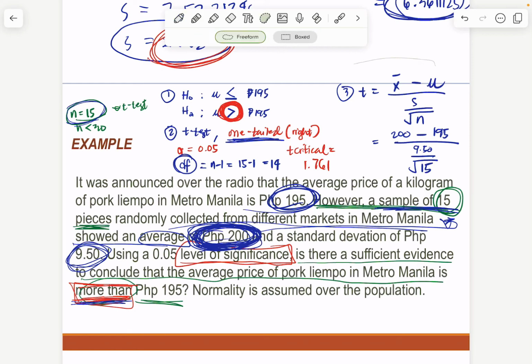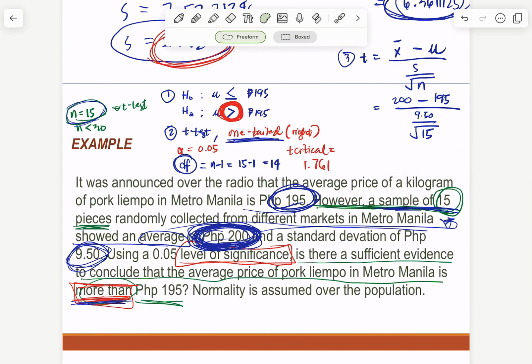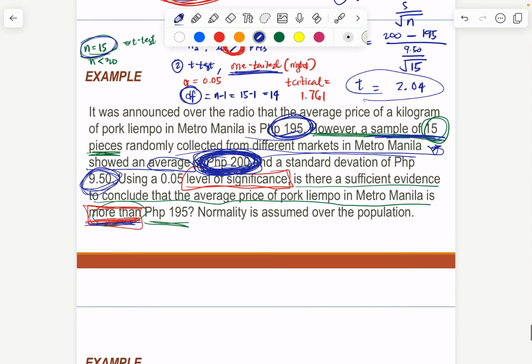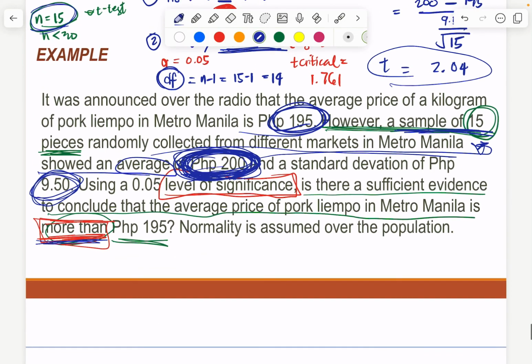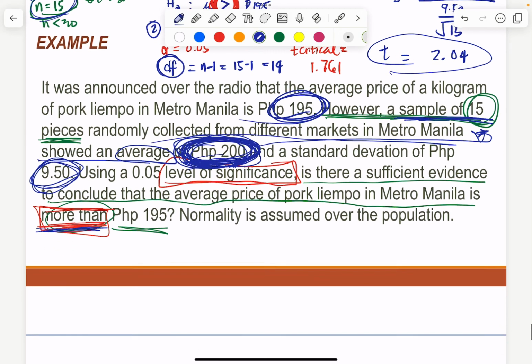So, now all you need to do is to input this sa calculator. So, what will be your t value naman dayon? So, your t value na dayon is 2.038 or 2.04. Round it off to the nearest hundredths or 2 decimal places. So, naa na kay t value nga 2.04. Can we decide na ba? Okay, yes, we can decide na sa kung ato bang i-reject or i-accept si null hypothesis.